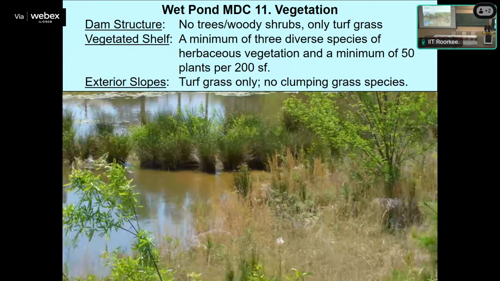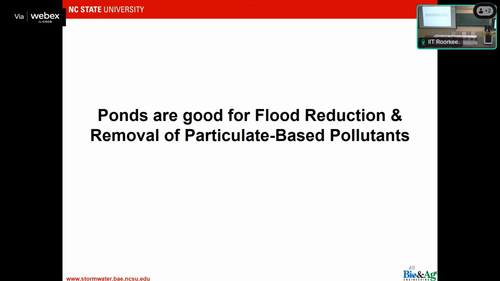I don't know. What types of vegetation can you put in them? On the dam, you don't want any, all right? And they want to have different species growing. You don't want to have a monoculture. That's essentially what that's about.